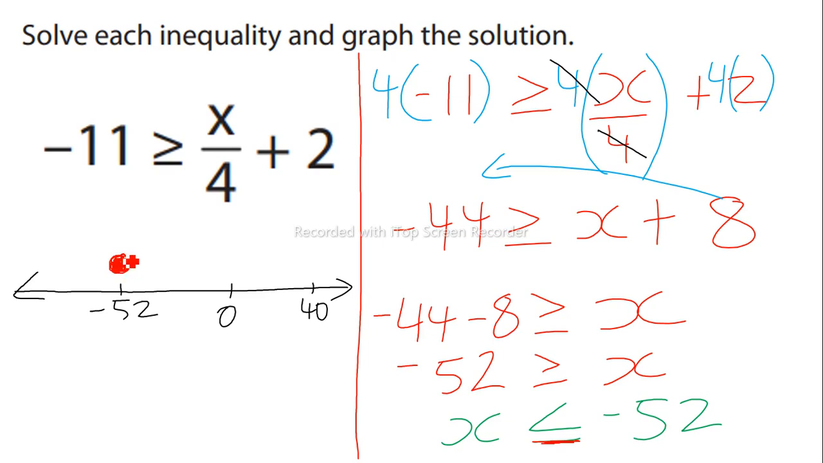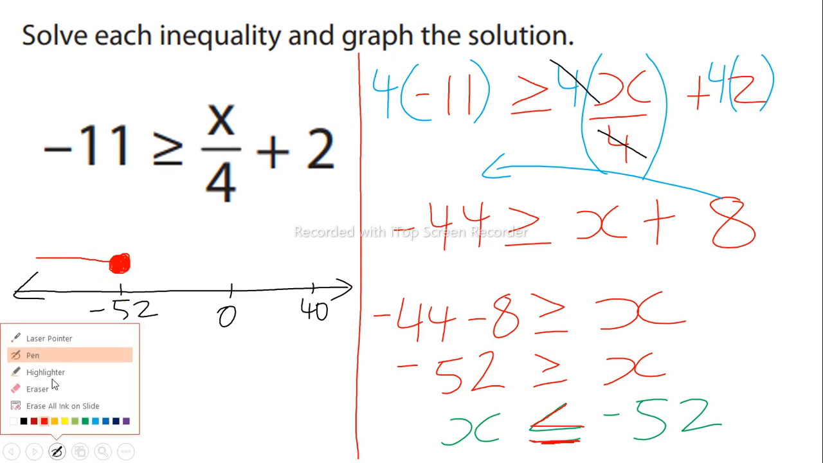And so once we shade it, we are saying that x is less than negative 52. If we go to the right, these numbers will be bigger, getting bigger and bigger. So where must we shade? To the left. Sorry, where must we put the arrow? To the left. So it's going to be that way.